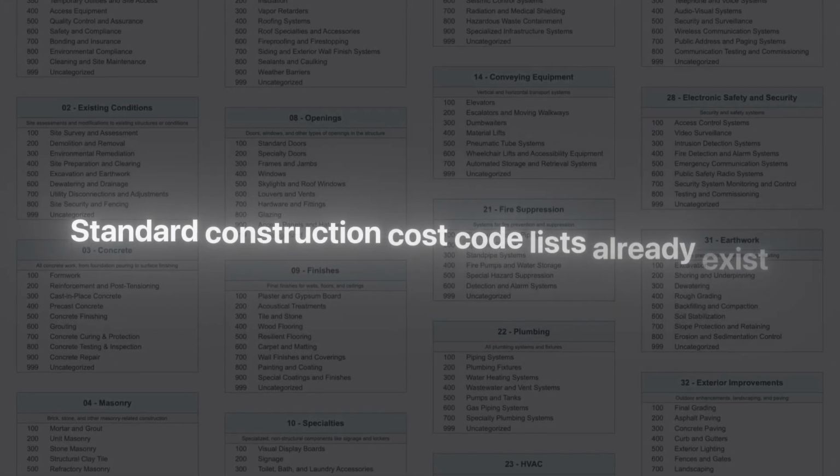So this one I want to spend some time on because I see it constantly and it creates problems that take a long time to clean up. There are standardized construction cost code lists out there. The Construction Specifications Institute has one, various industry bodies publish them, and they're comprehensive, hundreds of codes covering every conceivable category of construction work.